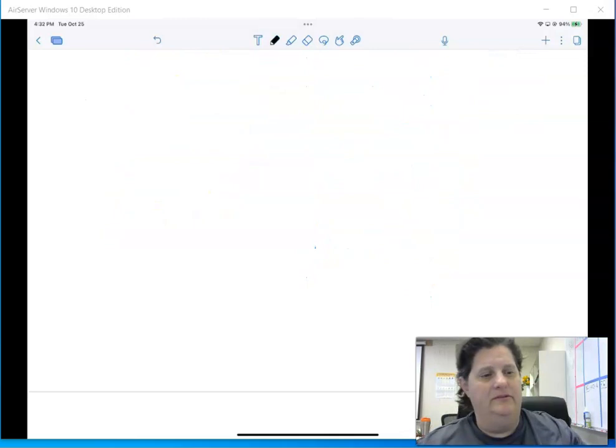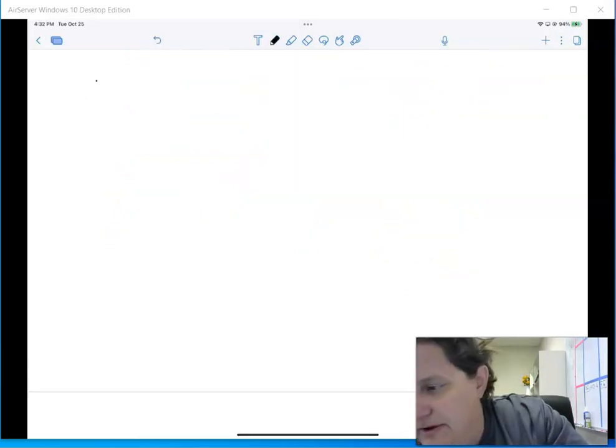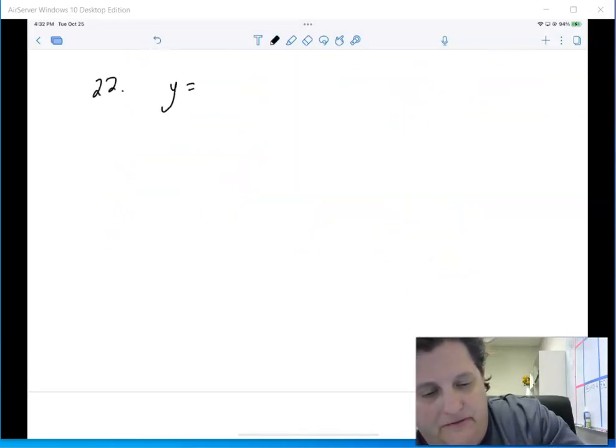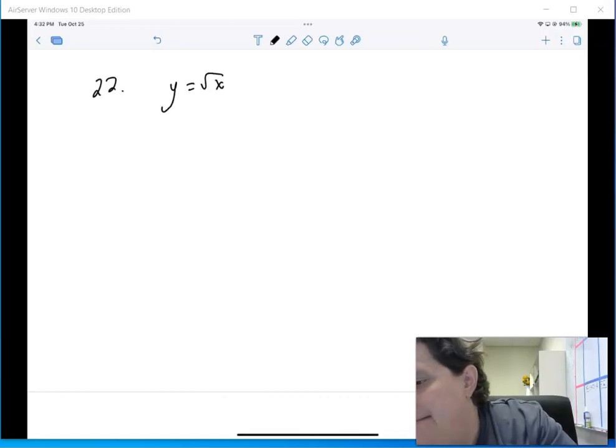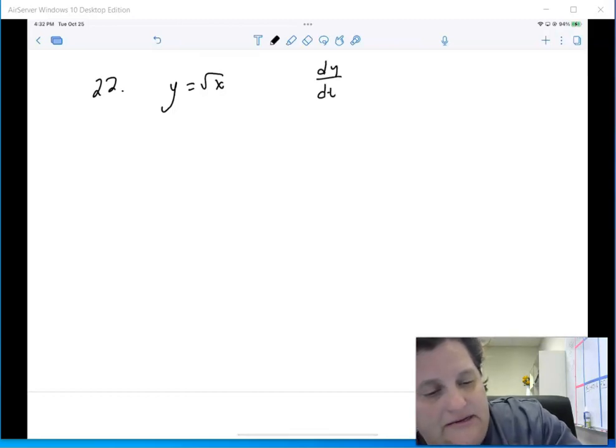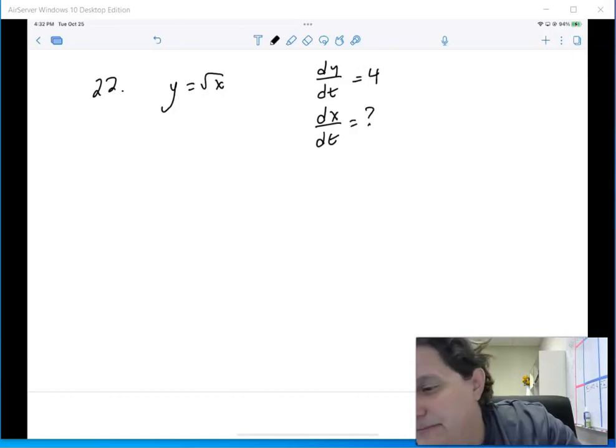All right. We haven't looked at a ton of related rates. I think now when we go back to it, you guys are going to be like, oh man, related rates are so easy. Okay. A point moves along a curve so that the y-coordinate is increasing at a rate of 4. That means dy dt is 4. Find the rate of change of the x-coordinate. What is dx dt with respect to time when y equals 2 centimeters?